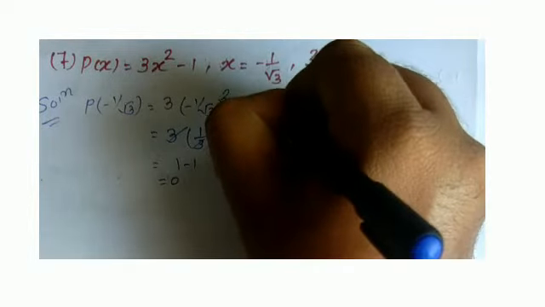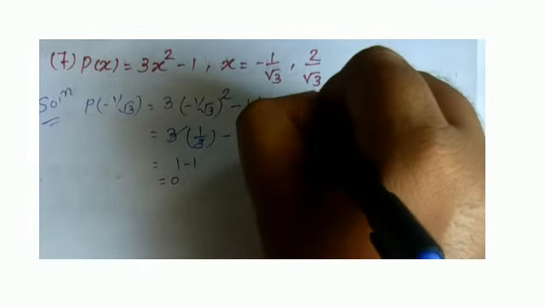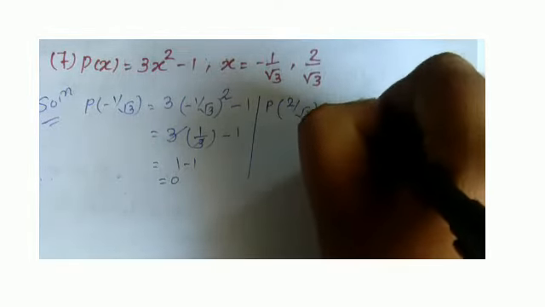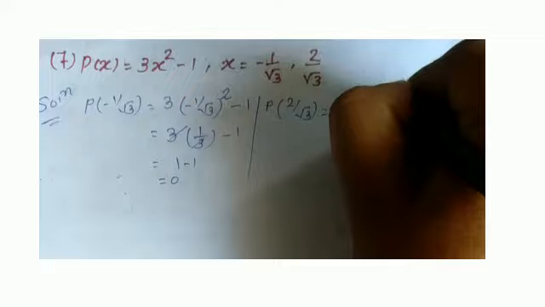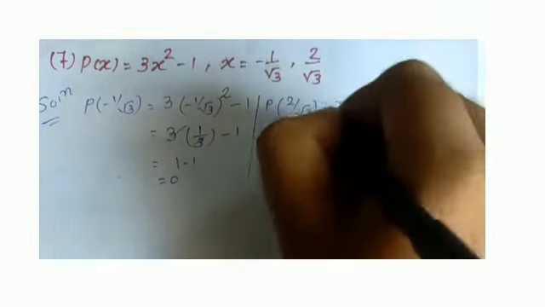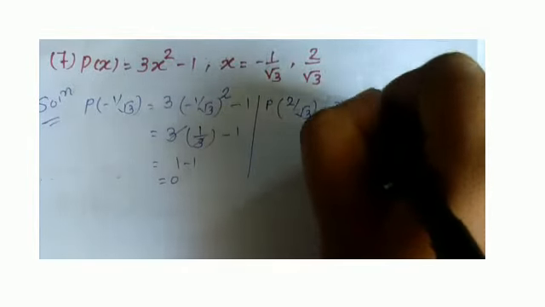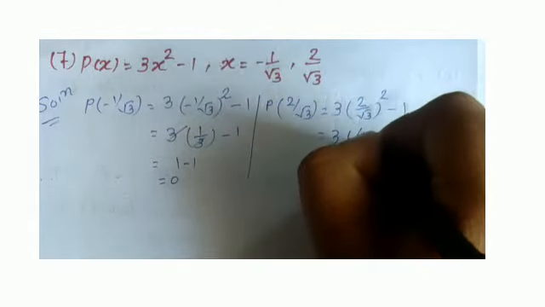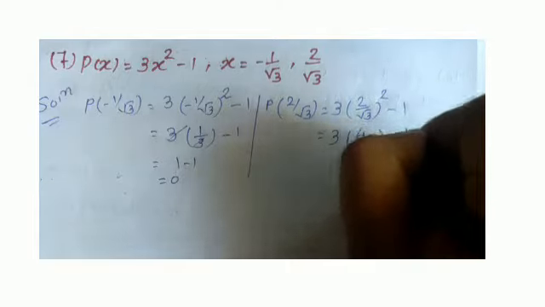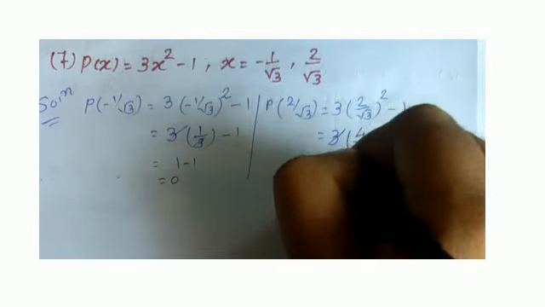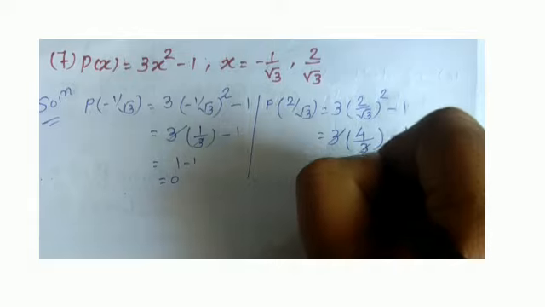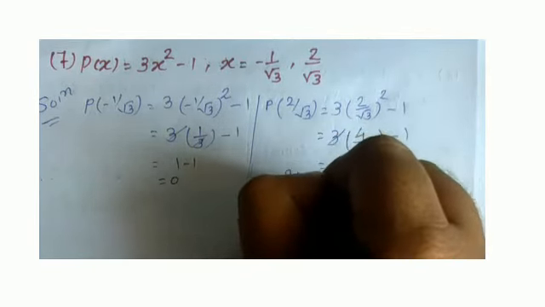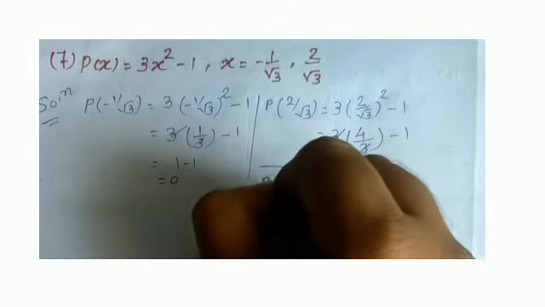Similarly, P of 2 upon square root of 3 is equal to 3 into 2 upon square root of 3, whole squared, minus 1. So 3 into the square of 2 is equal to 4, and the square of root 3 is equal to 3, minus 1. So 3 is cancelled out. So 4 minus 1 is equal to 3. So P of 2 upon root 3 is equal to 3.